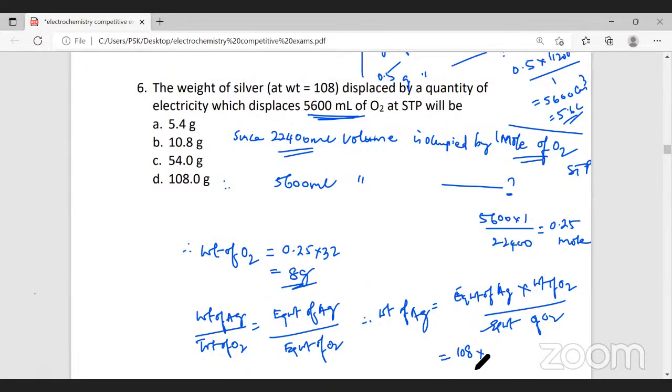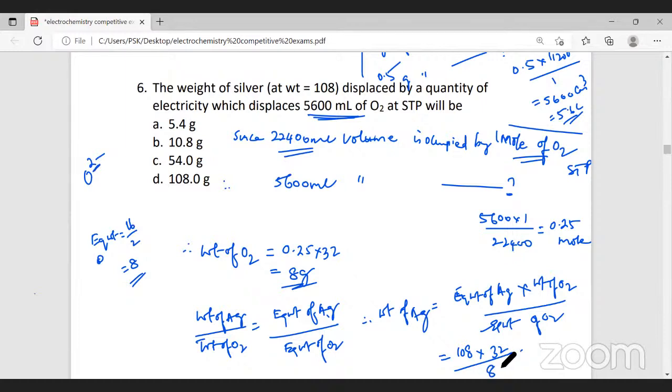What is the equivalent mass of oxygen? Not the weight of oxygen, which is 32. Tell me what is the equivalent mass of oxygen? Equivalent mass of oxygen is not 16. What's the atomic mass of oxygen? Atomic mass of oxygen is 16. What's the valency of oxygen? It is 2. So 8 is the equivalent mass, because we write it as O2 minus, if you remember. Atomic mass of oxygen is 16, and since we have valency 2 minus, it will be 16 by 2, it's 8. So equivalent mass of oxygen is 8.